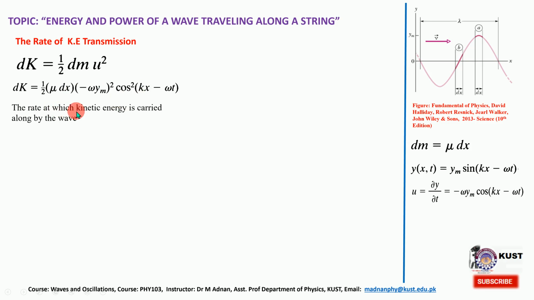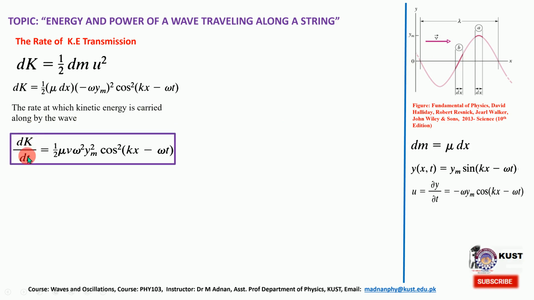Now we are interested in the rate at which kinetic energy is carried along the wave. That is dK over dt, by dividing by dt across the equation, so this half, this mu is the same, and dx by dt is the rate of change of x. That means that is the wave velocity. dx over dt is the wave velocity, so this gives us the rate at which the kinetic energy is transferred across the wave, and this v is because of dx over dt. So this is the form of kinetic energy at the rate at which it flows through this.